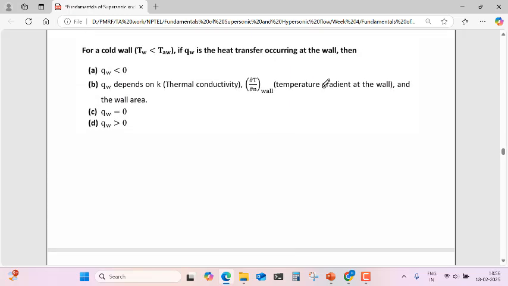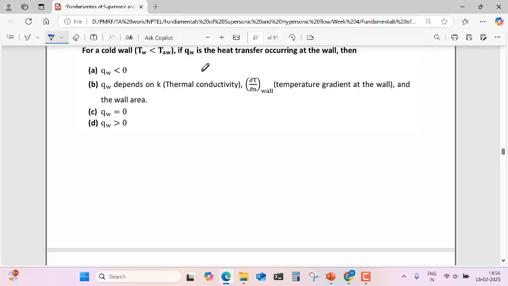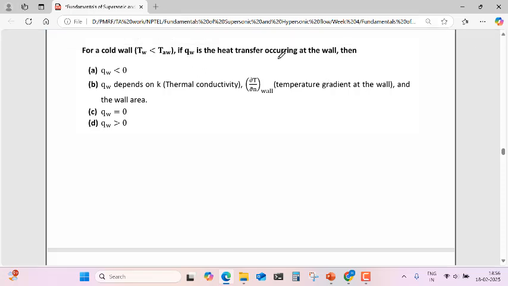Next question. For a cold wall, Tw is less than T adiabatic. If Qw is the heat transfer occurring at the wall, then Qw is less than 0. Qw depends on k, thermal conductivity, dT by dn at the wall, the temperature gradient at the wall, and the wall area. Or Qw equal to 0, or Qw is greater than 0. Which one will be the answer for this one?